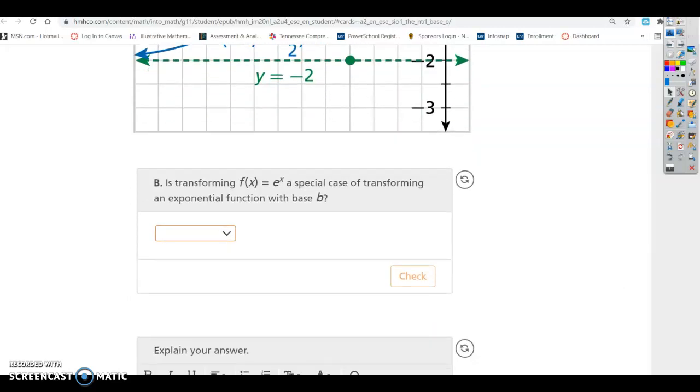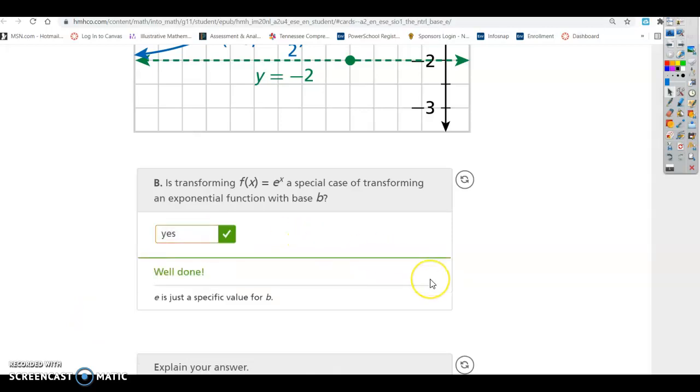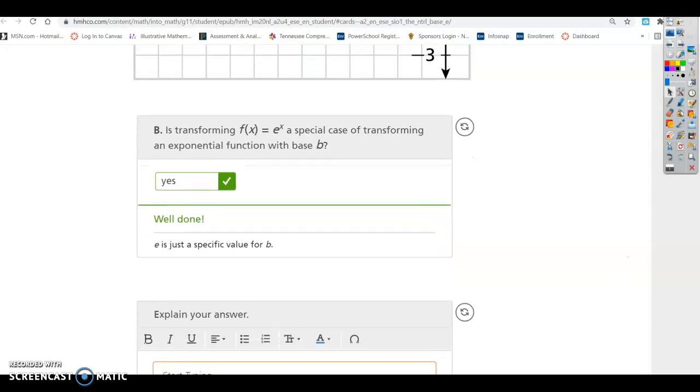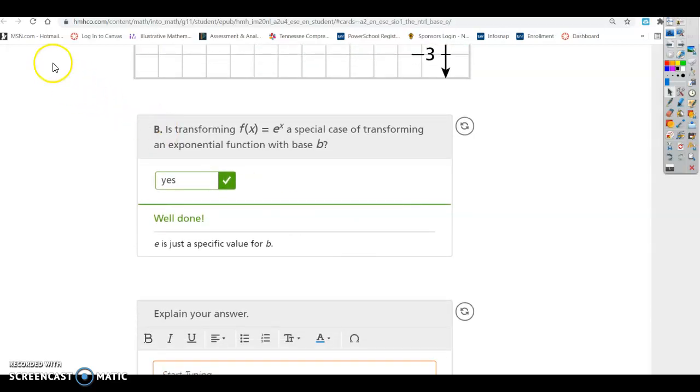Is transforming f of x equal e to the x power a special case of transforming an exponential function with base e? Yes, it works exactly the same. It's just e is a special case because of being an irrational number and being the same number all the time. All right, that is all for task 2.